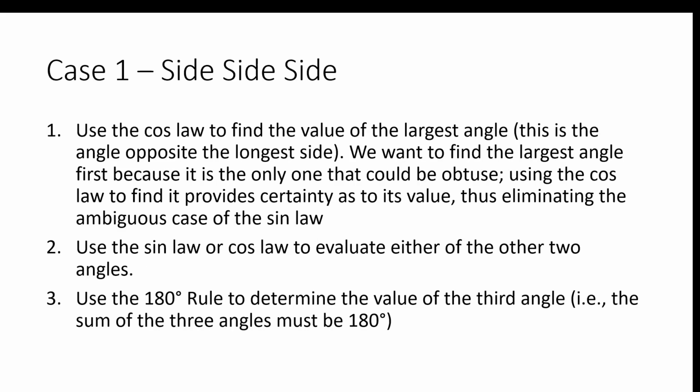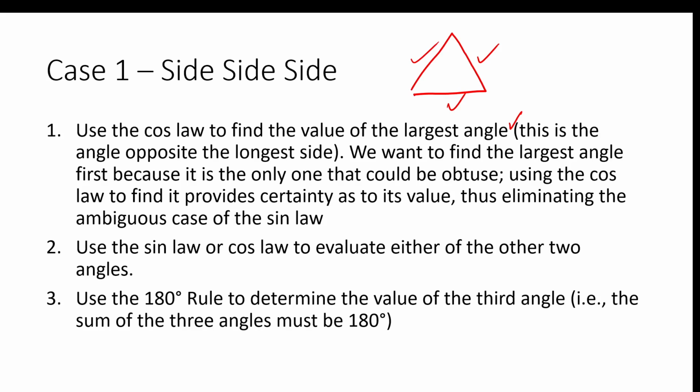Now, if you're given a side situation, if you know all 3 sides, then what you want to do is use the cosine law to find the value of the largest angle. In other words, the angle opposite the longest side. We want to find the largest angle first because it's the only one that could be obtuse. Using the cos law to find it provides certainty as to its value and thus eliminates the possibility of the ambiguous case of the sine law coming up later. So try to remember, in a side situation, if you're looking for all 3 angles, find the biggest one first.